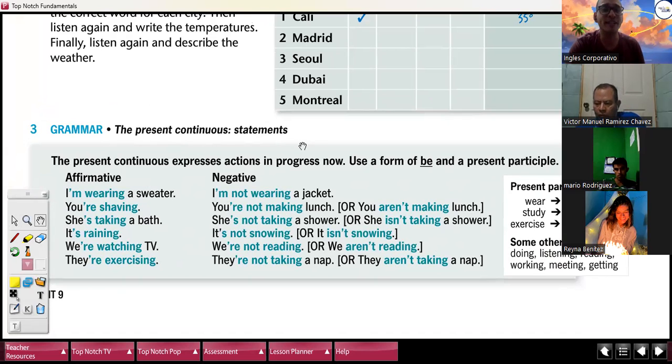So over here for this, we use the present progressive. For example, let me give you the example over here.